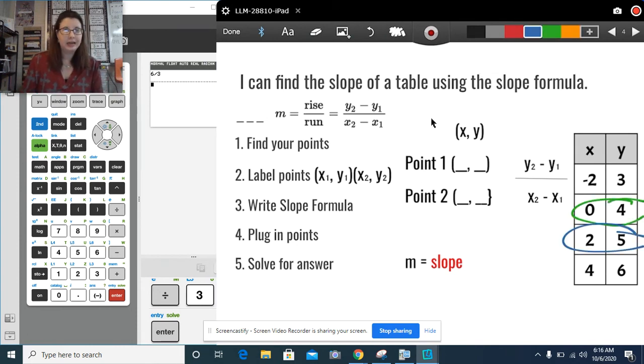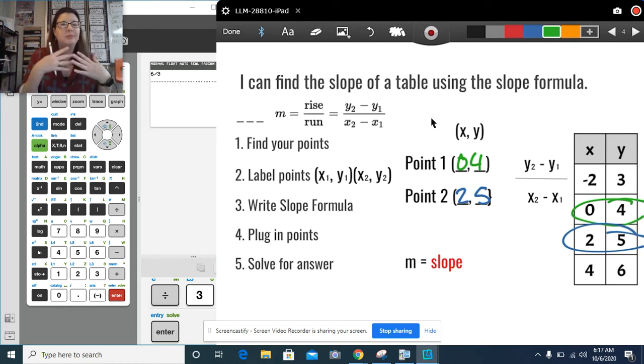Now I'm going to decide which one I want to be point 1 and which one I want to be point 2. Looking at my formula, I want my bigger numbers to be able to subtract, and that's the second one at the beginning. So 2 and 5 is point 2, and 0 and 4 is point 1. Now you can pick any points that you want. This is going to work out.